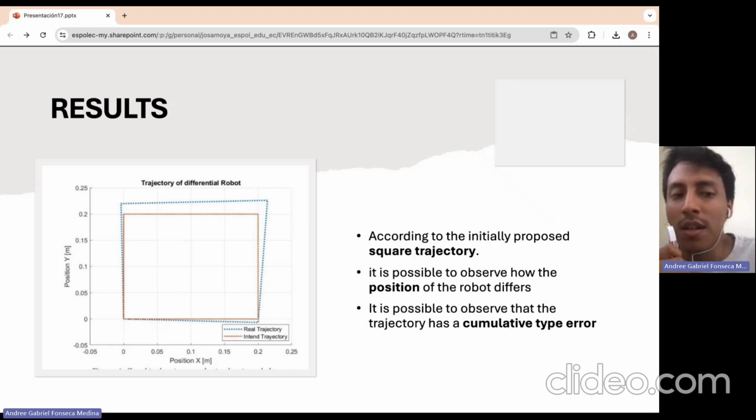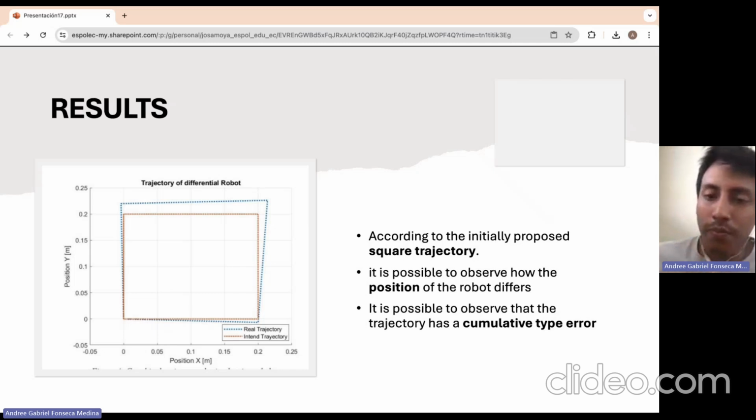We can see how the robot differs in its position with respect to these trajectories. And we can attribute this error to accumulated error at different points.